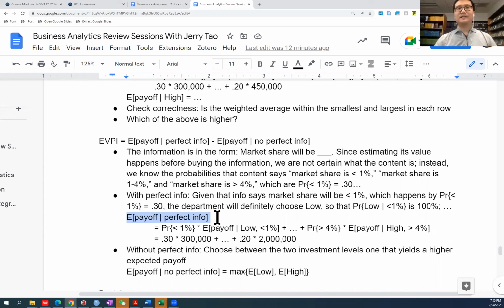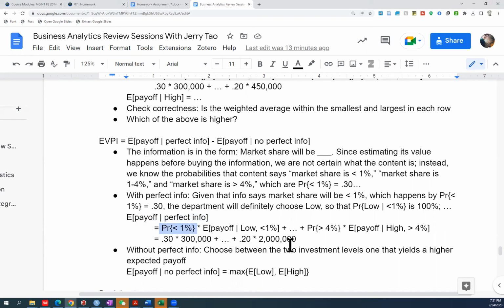Yeah, but do consider that we would have to estimate the value of the information, or pay for the information, before we know what's inside the information. That's why, although it's called perfect information, at the moment we would need to pay for this piece of information, we do not know exactly what the information is. So that's why we still need to use the probability.